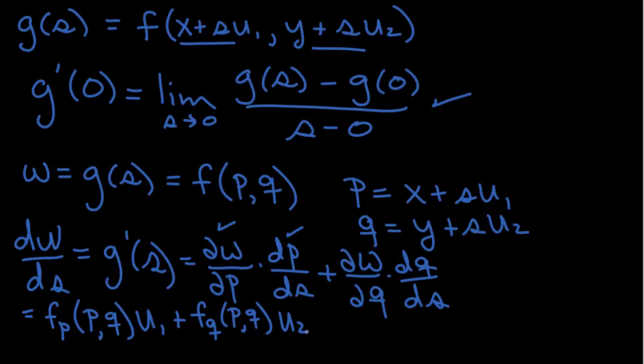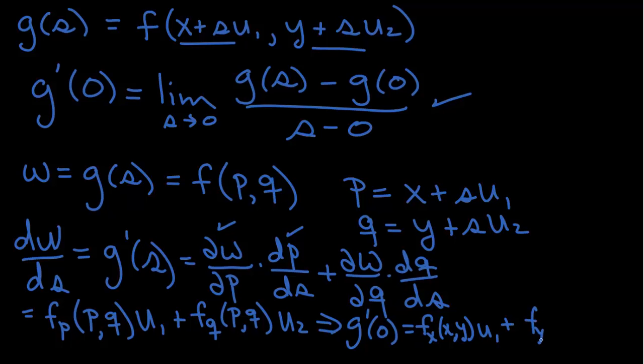Now, what if I do this? This is g prime of s. Well, what if I say g prime of 0? If you think about it then, this p becomes x, doesn't it? Okay? So here's what we've got. This is going to be f sub x, xy, u1. And what about this one over here, q? What does q become? Yeah, y. So this is xy, u2. There it is. Look at that.